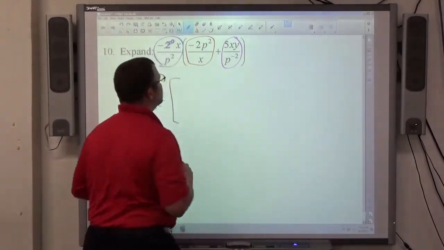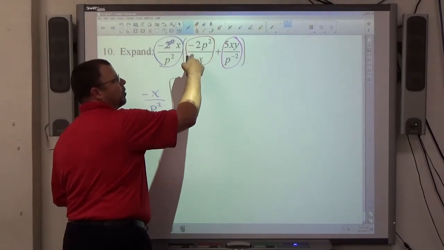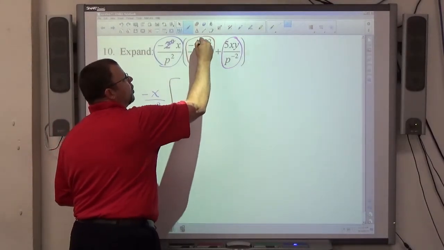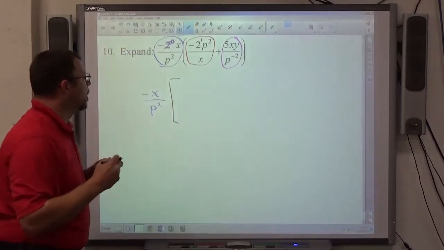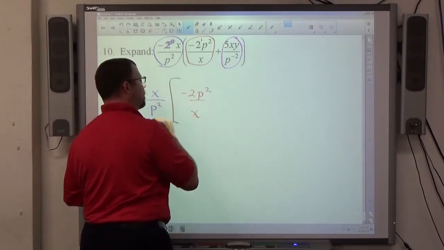For the red term, nothing at all is wrong with it. Some people see the minus 2, they think it has to move to the bottom because you see a negative. It's negative 2 to the first power. The power is positive. It's right where it belongs. So minus 2 is fine. P squared is fine. X to the first is fine.